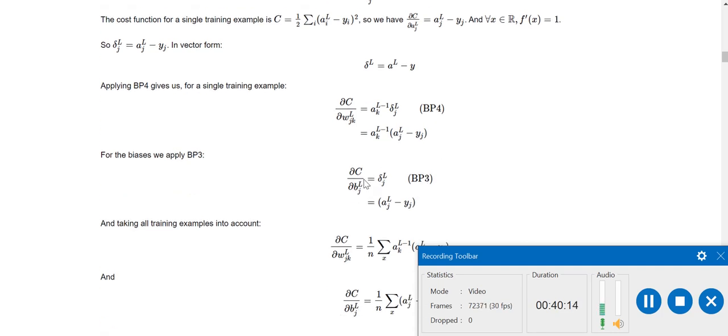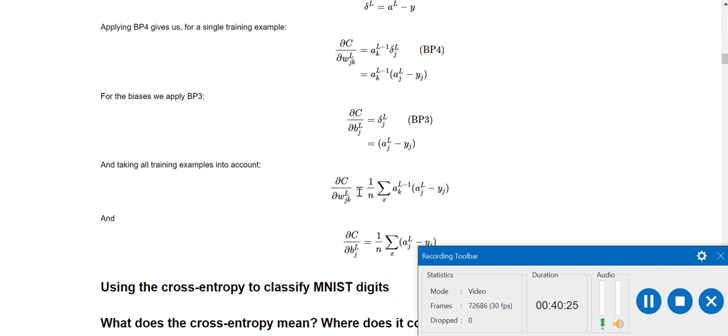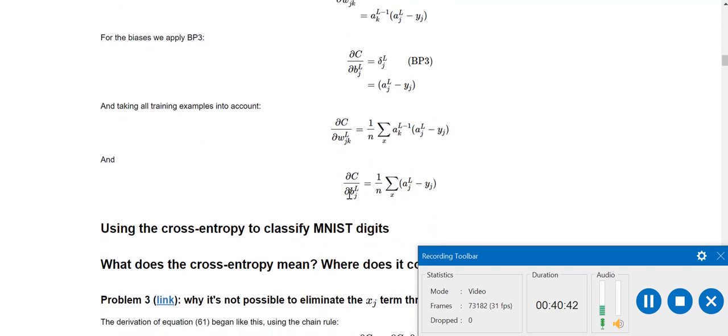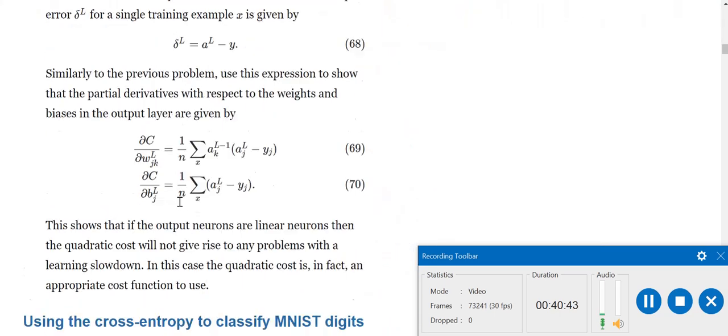And then we apply the biases for backpropagation. So the derivative of the bias is just the error. This is the third equation of backpropagation. The derivative of the cost with respect to bias, and then you substitute it, you get this term. And then when we take into account all the training examples, it would just be the summation of this derivative over all training sets. So 1 over n to take the mean, and then summing over x, all the training examples.